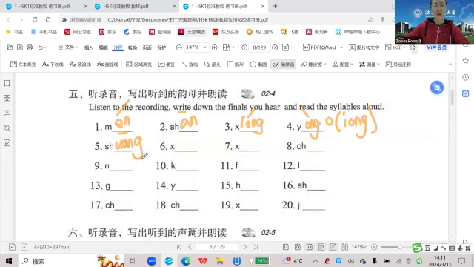双. Okay, number 6. 想. Yes, and the tone is the first tone. 想. Number 6. 想. The final is young, beginning with young.